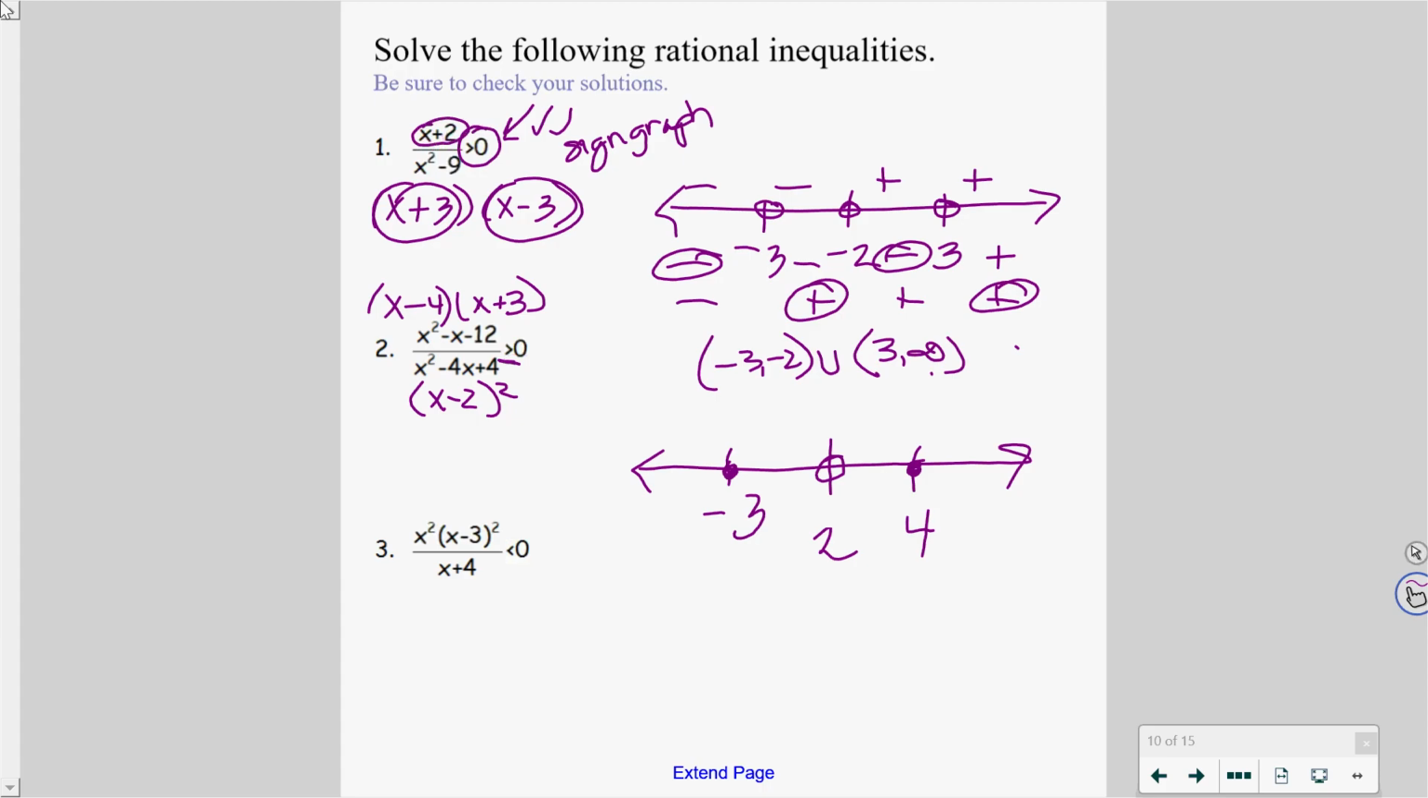Right? So x minus 2 all squared is always positive. So I need a sign graph for my 4, a sign graph for my negative 3. So I've got positive, negative, negative, positive. If you want to write, like, I like to just circle them, and if it's not there, write it, right? So we're looking for greater than or equal to 0.